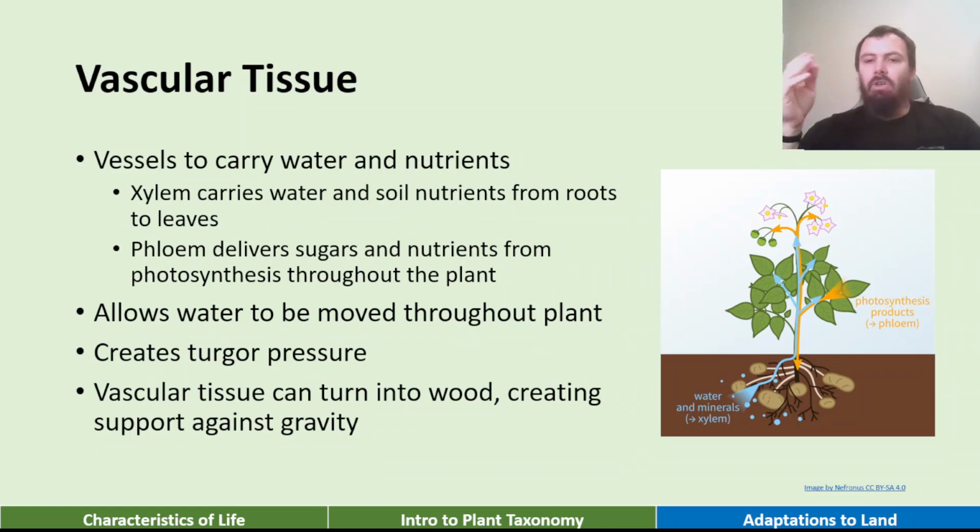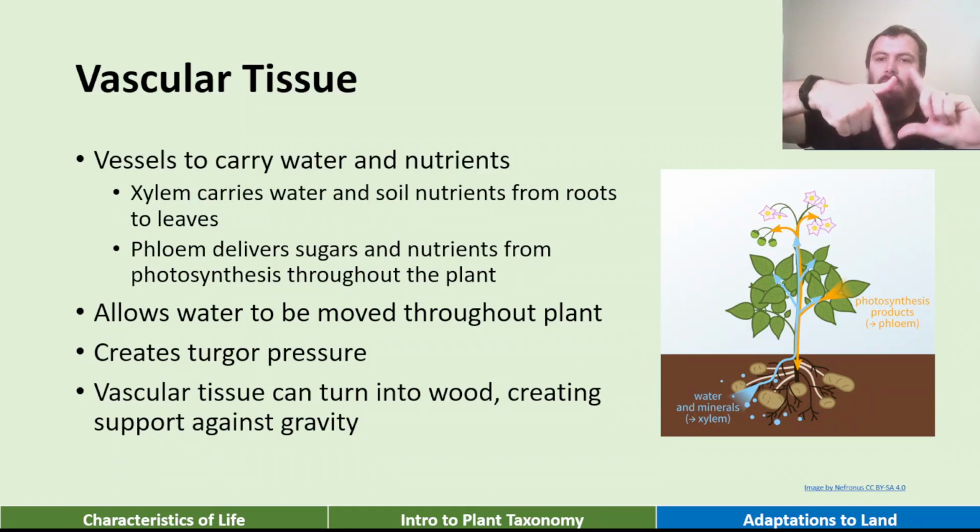So this also creates turgor pressure. You ever seen a plant wilt? That's from a loss of turgor pressure. When there's not enough water moving through the roots here, you lose pressure in this water system and the plants start to droop. We'll talk about cell organelles later on.